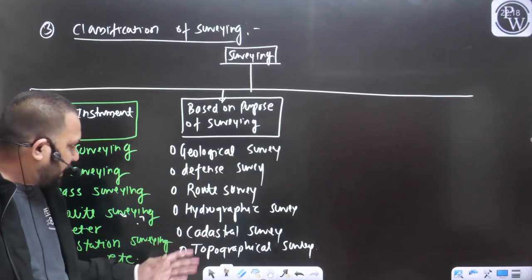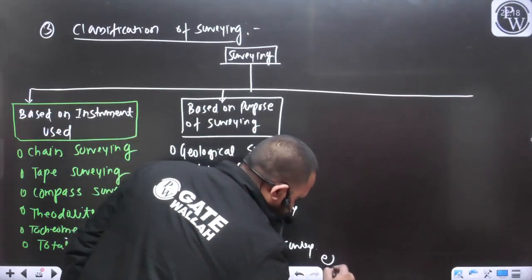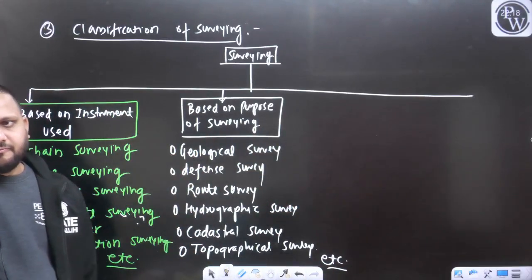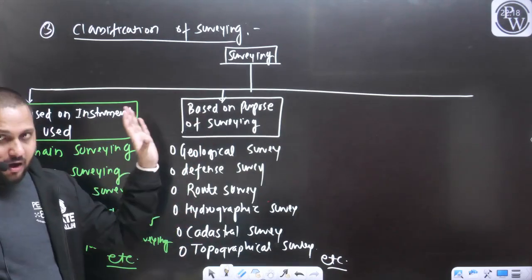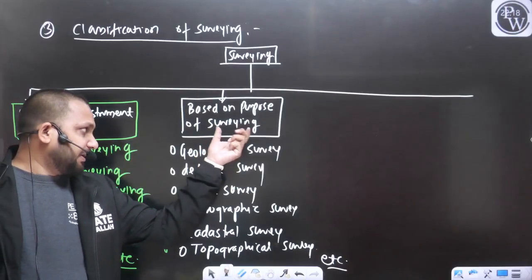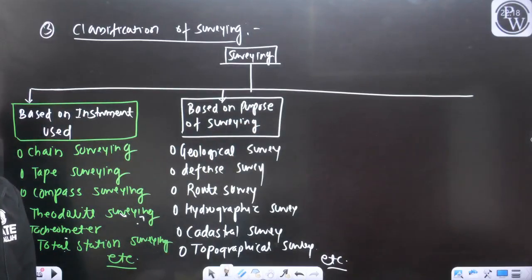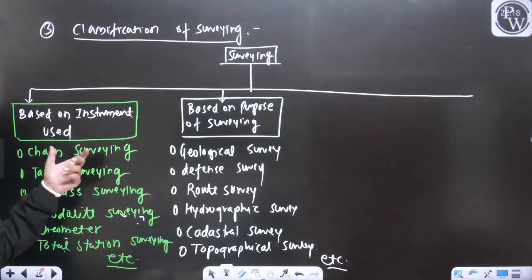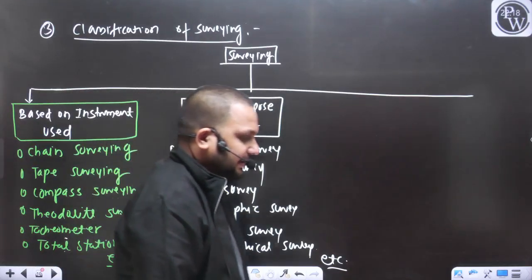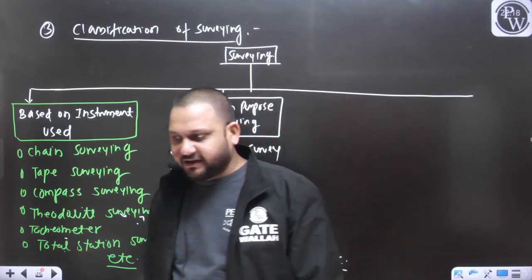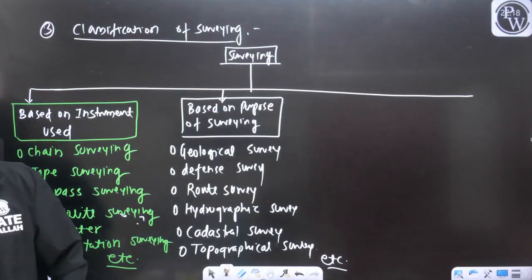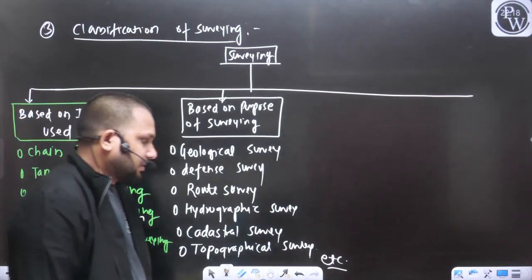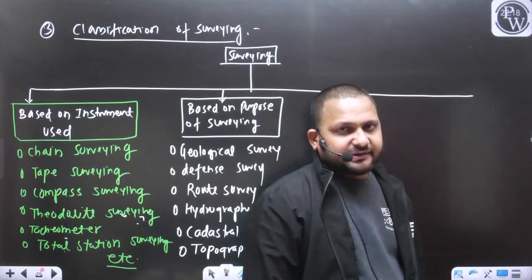Now I think with the help of this explanation and these examples, you got how we are classifying the surveying based on the purpose of the surveying. In the first classification, we classified the surveying based on the instrument used for the measurement. In the second classification, we classified the survey based on the purpose of the surveying. I hope the point is clear to everyone till now.